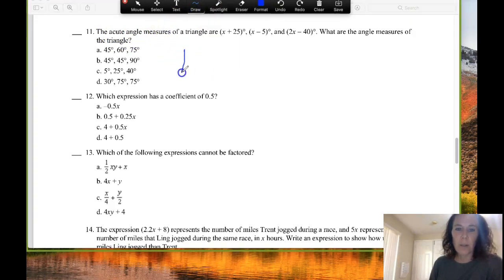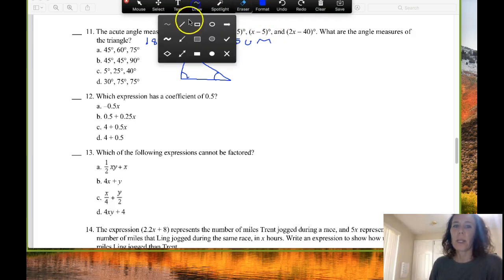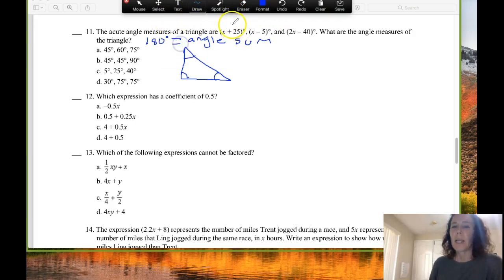Remember triangle angle measures, I don't know if you remember this, but all the angles of a triangle, angle plus angle plus angle, add up to be 180 degrees. Angle sum. Always, all the angles sum up to be 180. Doesn't matter what kind of triangle you have, they always sum up to be 180. So take that in mind, and they give you acute angle measures. Acute means it's cute. They're acute angles. It means all the angles are less than 90.